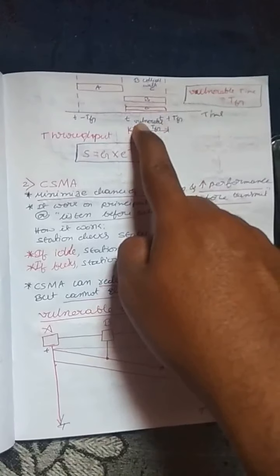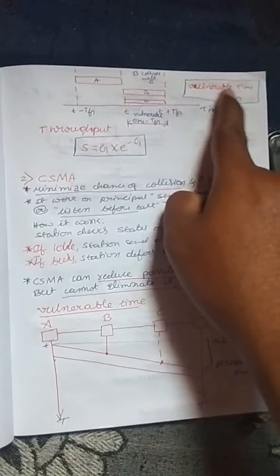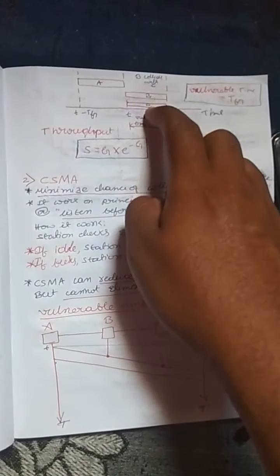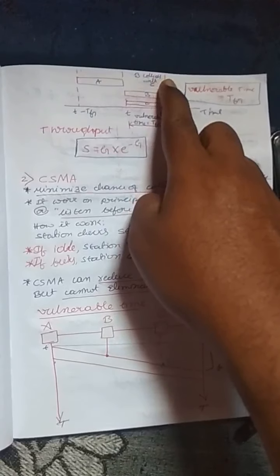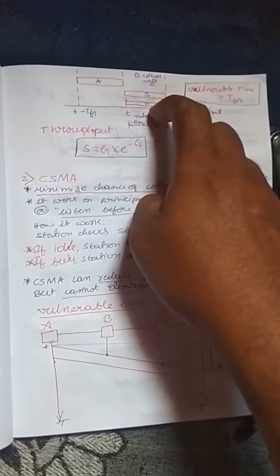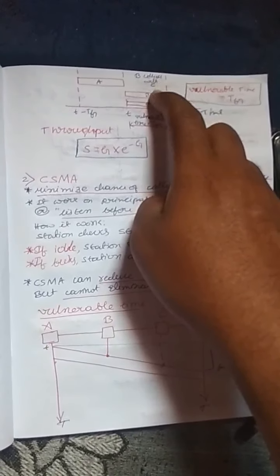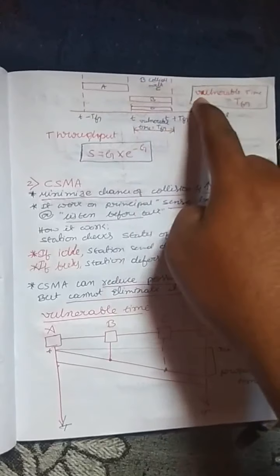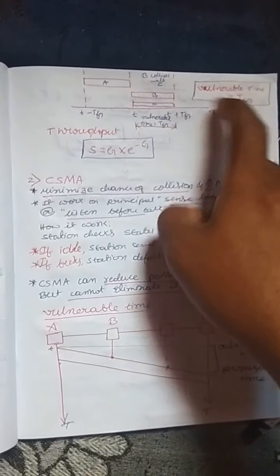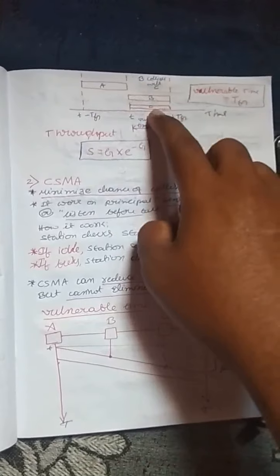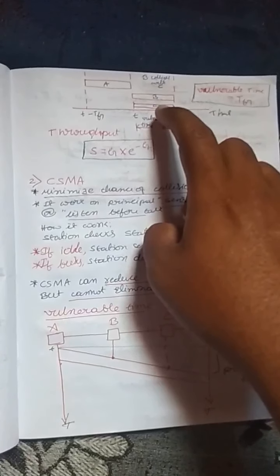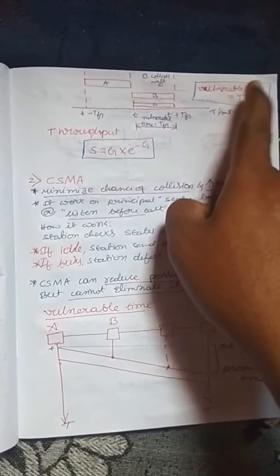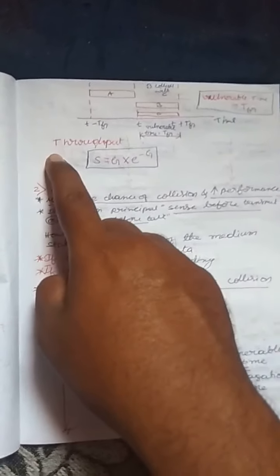Vulnerable time is the time in which a collision happens. Here B will collide with C, meaning when the B frame and C frame are in the same slot there will be a collision. So vulnerable time is equal to the frame transmission time.